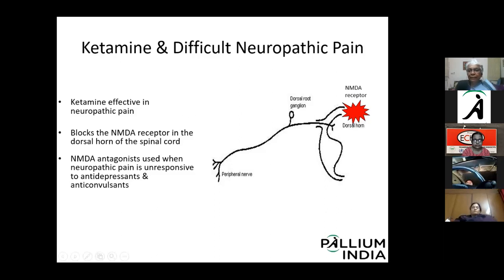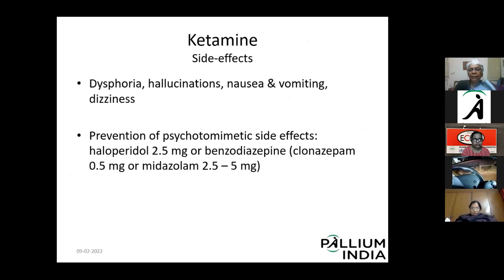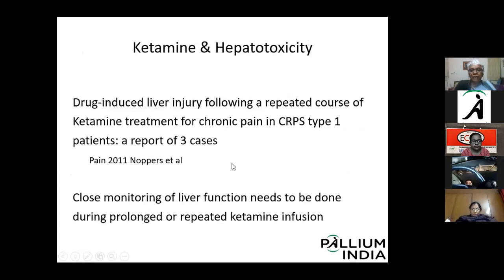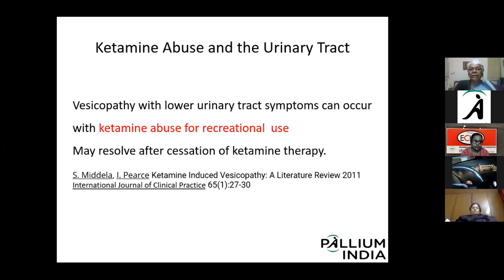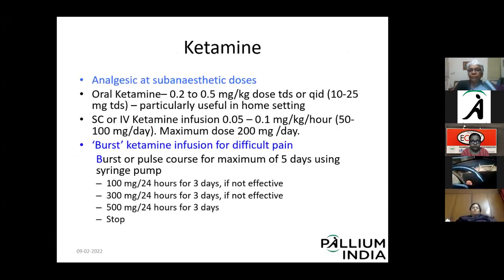So this NMDA receptor is present in the dorsal horn of the spinal cord, and this is where drugs like ketamine act, being particularly useful in difficult neuropathic pain. It can have psychotomimetic side effects, which can be diminished by giving drugs like haloperidol or a benzodiazepine. It can cause hepatotoxicity. Some cases have been reported, so you have to monitor the liver function. And sometimes when it is abused for recreational use, you can even have vesicopathy symptoms.